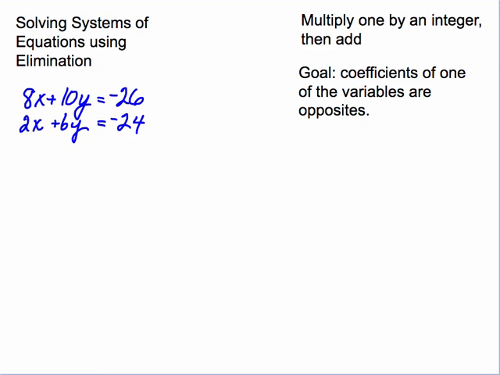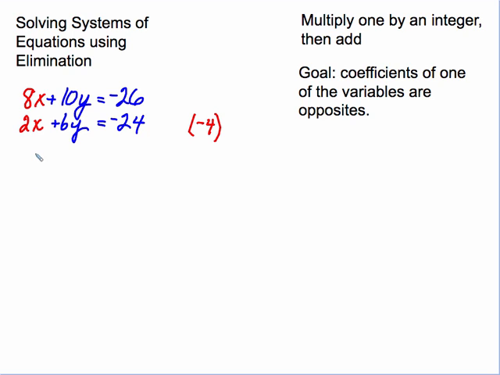Now, let's take a look at another equation, and we notice that not only are none of the coefficients opposites, none of them are the same. Remember that our goal is to get the coefficients of one of the variables to be opposites. Now, if we look at these two coefficients, for instance, we note that if we multiply the second equation by -4, the coefficient of x will be -8. Then we'll have coefficients that are opposites and we'll be able to solve. So let's go ahead and do that.